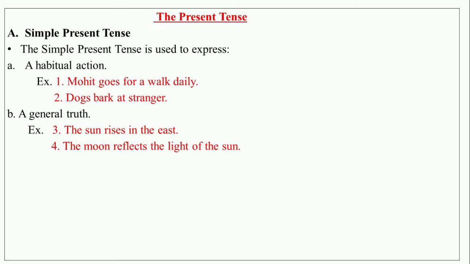Simple present tense is also used to express a general truth, as you are seeing in the third example. The sun rises in the east. The moon reflects the light of the sun. So, these are general truths.